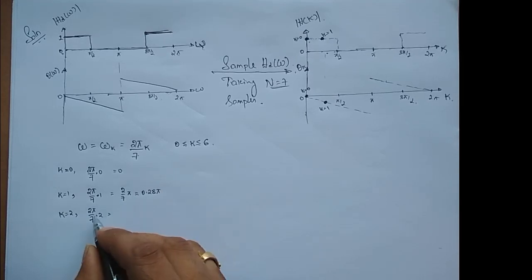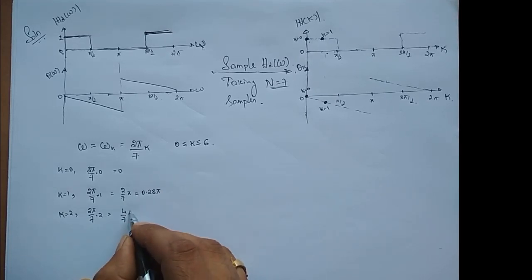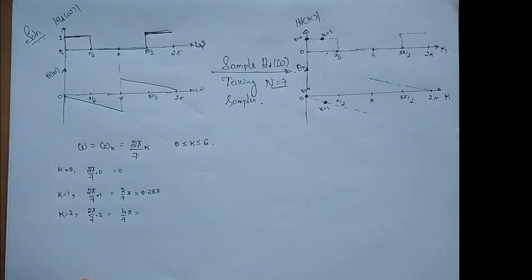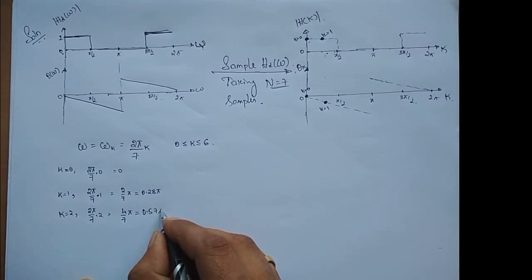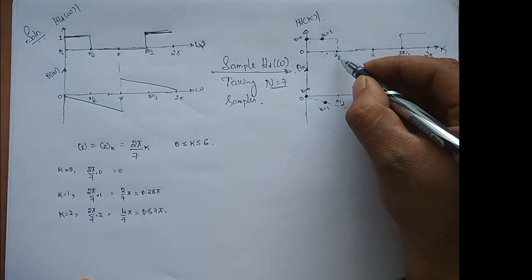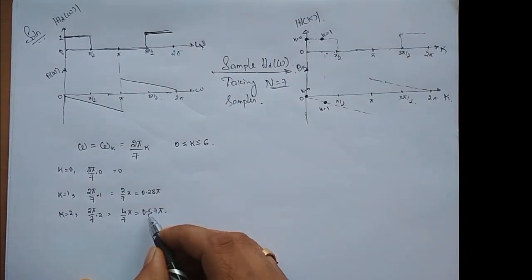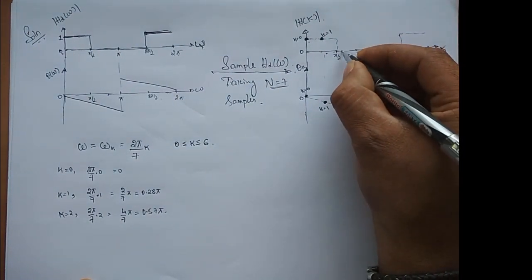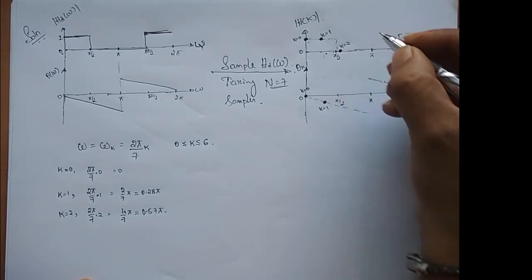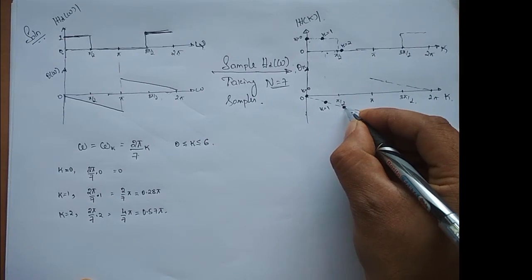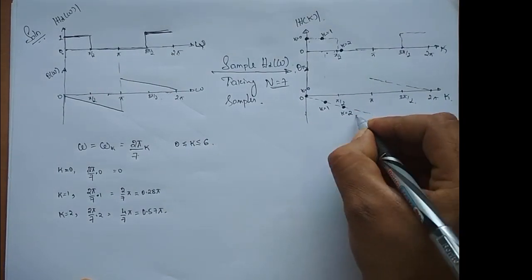Okay. So for k equal to 2, we have 2 pi by 7 into 2, which is equal to 4 by 7 times pi. So 4 by 7 we get 0.57 times pi. Now this is 0.5 pi, so 0.57 is slightly more than 0.5, so somewhere here. This is at k equal to 2. Similarly, somewhere here, this is at k equal to 2.